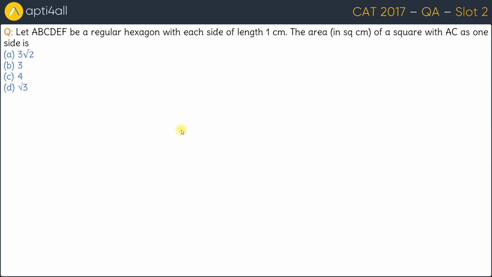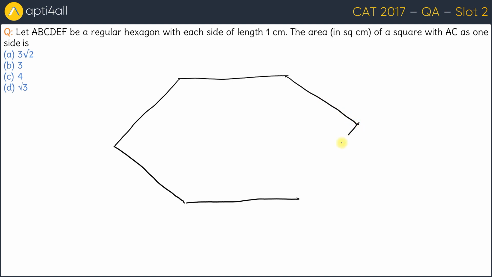Hi, here in this question we are given that ABCDEF is a regular hexagon with each side 1. So we have a regular hexagon, and each side is 1. The area of a square with AC as one of its sides is how much? Let's say this is A, B, C, D, E and F. So we have to figure out the area of a square with side AC.